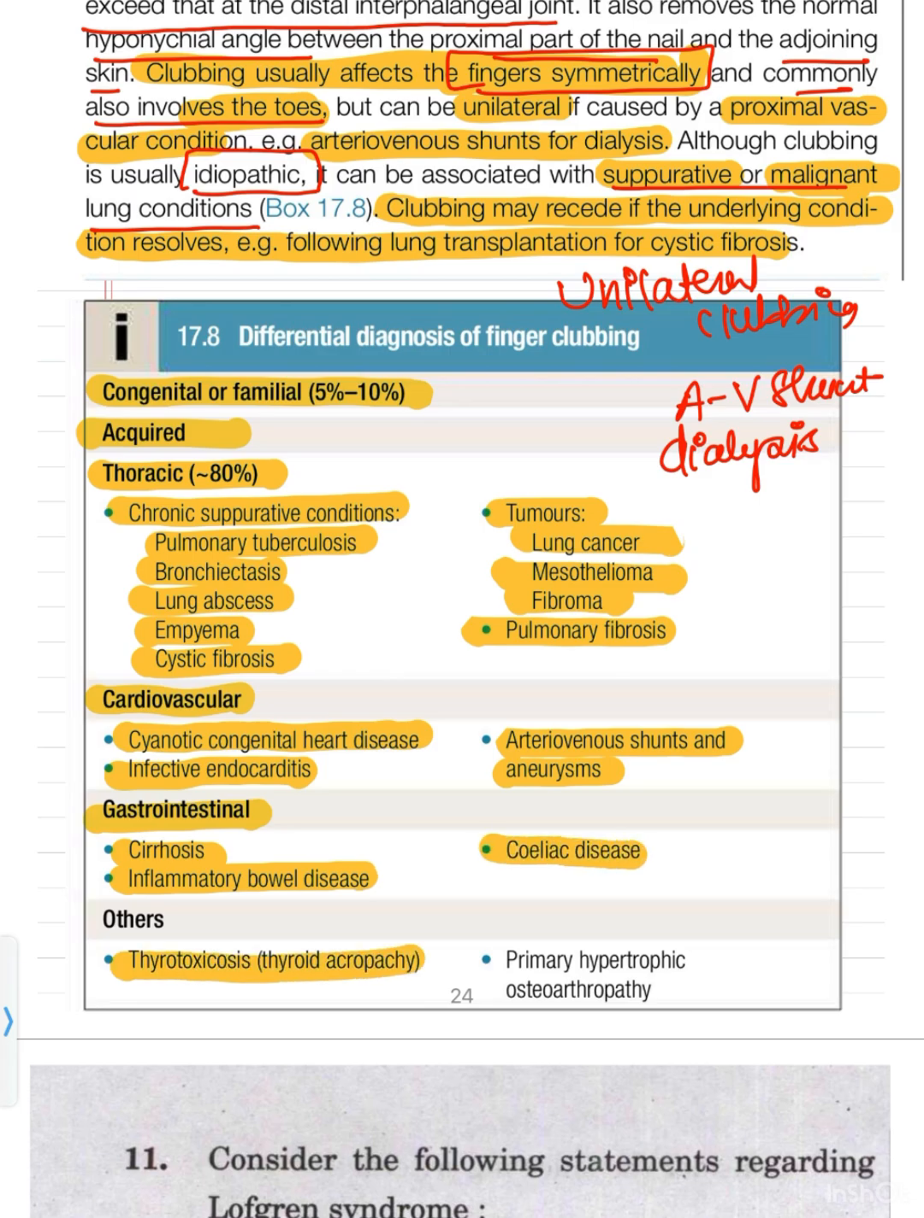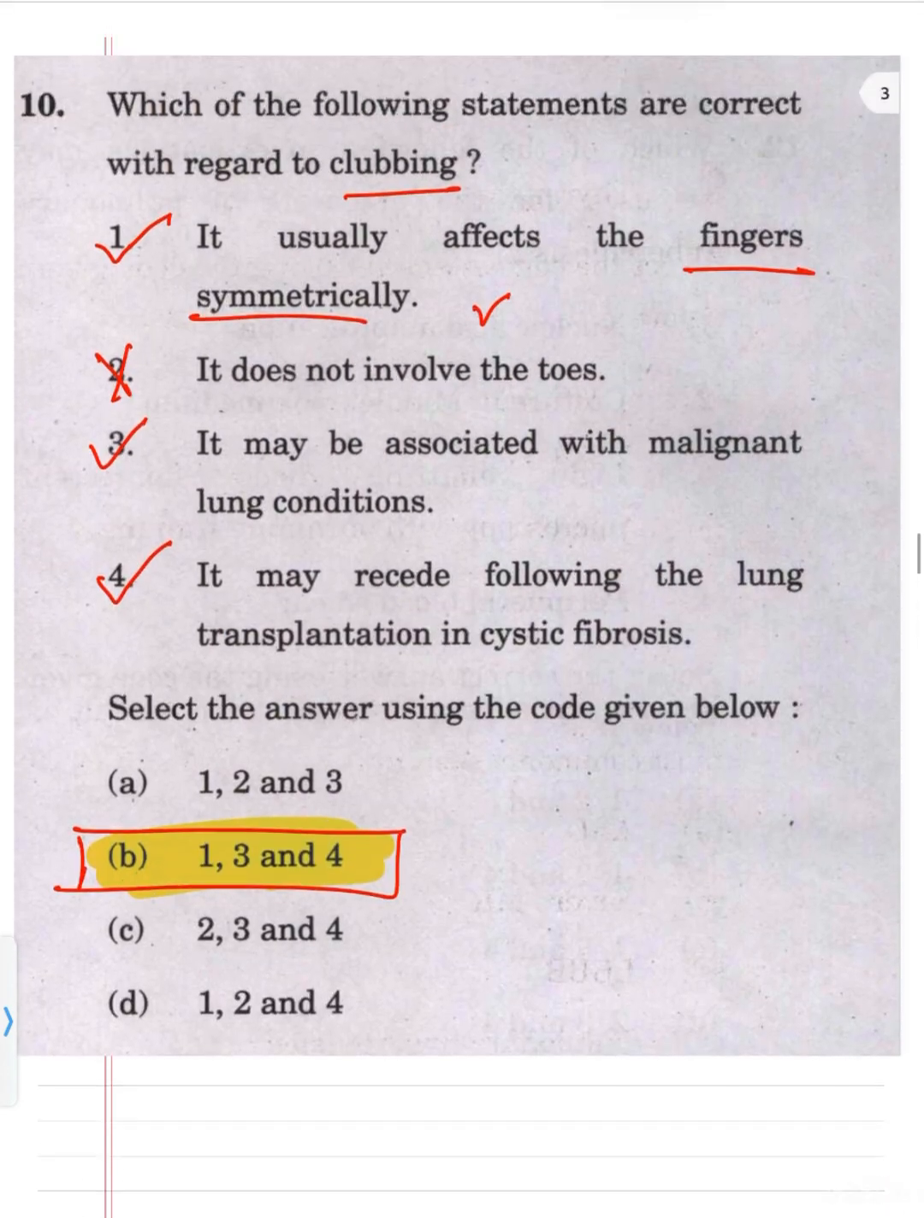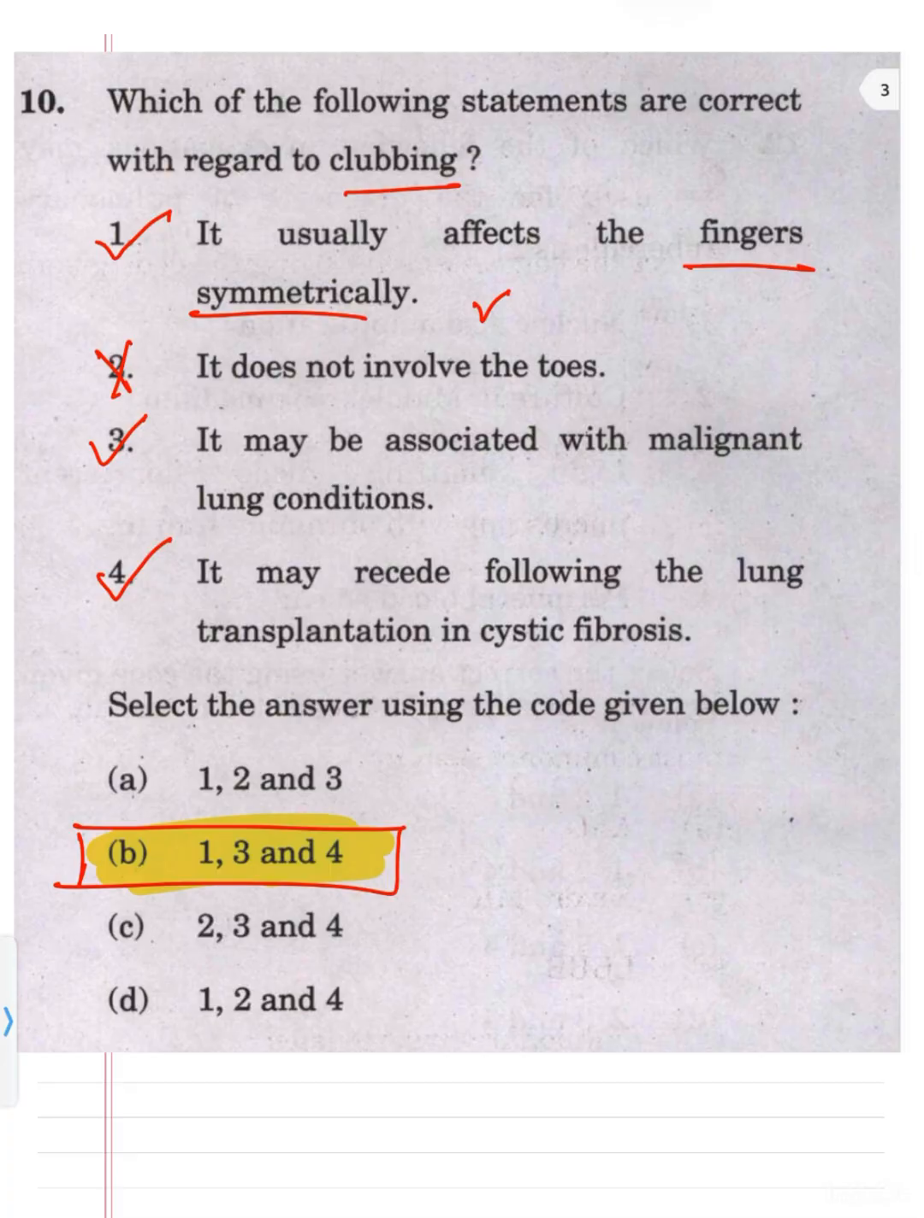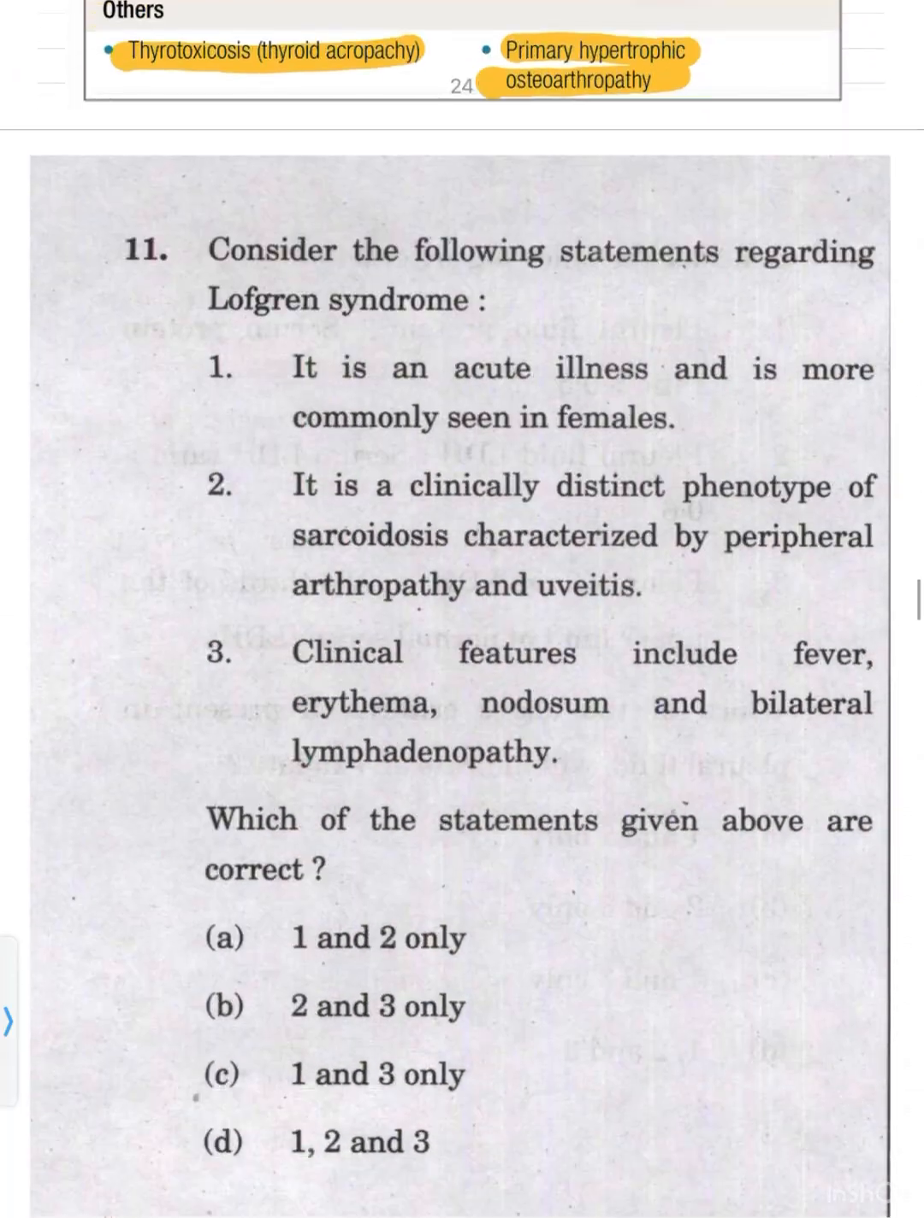Others like thyrotoxicosis, which is also thyroid acropathy, in the case of primary hypertrophic osteoarthropathy. So coming to the question again, first option: it usually affects the fingers symmetrically. This is correct. It does not involve the toe? No, it can involve the toes. It may be associated with malignant lung conditions. Yes, both malignant conditions as well as suppurative conditions. It may recede following lung transplantation, cystic fibrosis. Yes, this is correct.